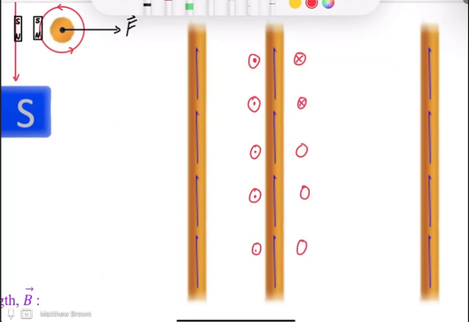I don't know how many I need to draw here, but there we go. And it's going to be exactly the same for the other wire because the current is going in the same way.